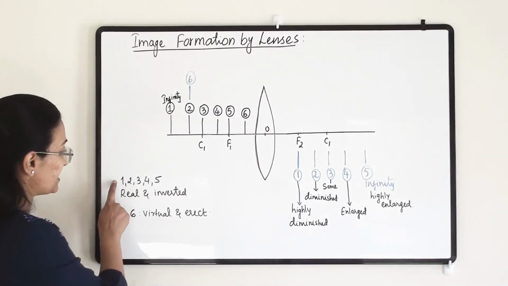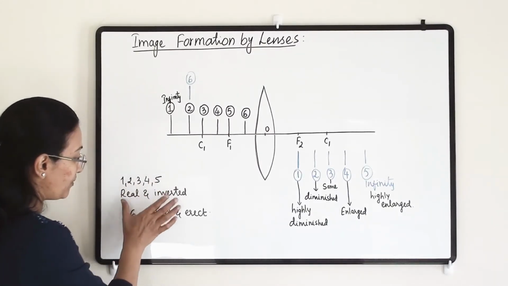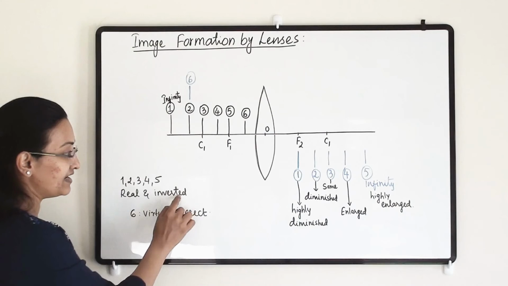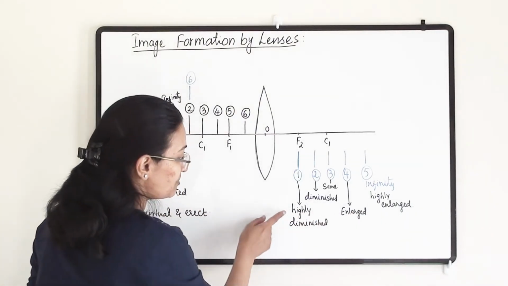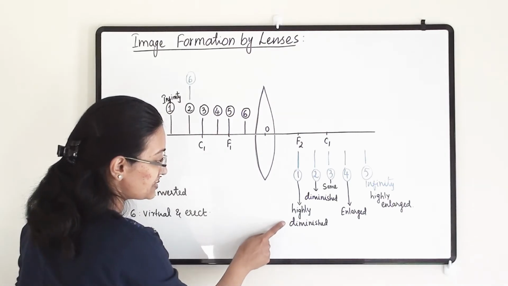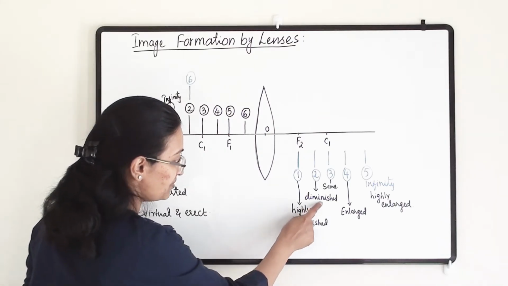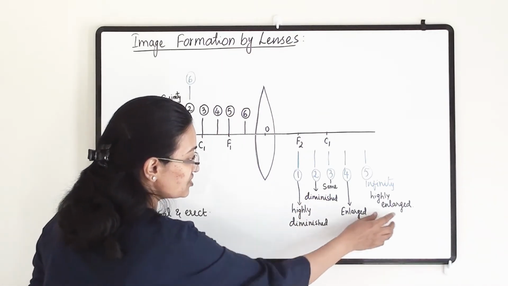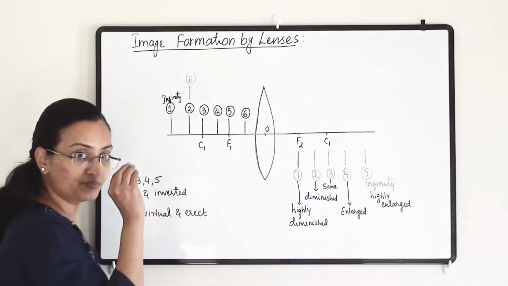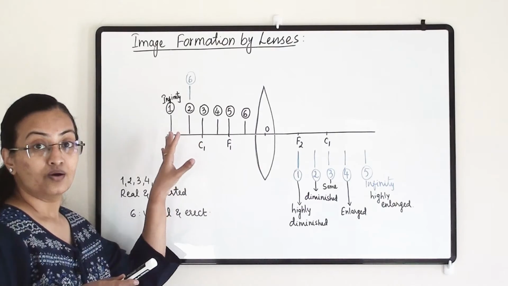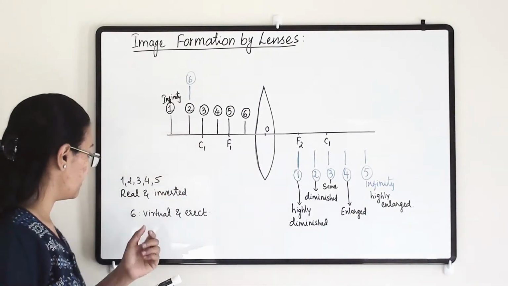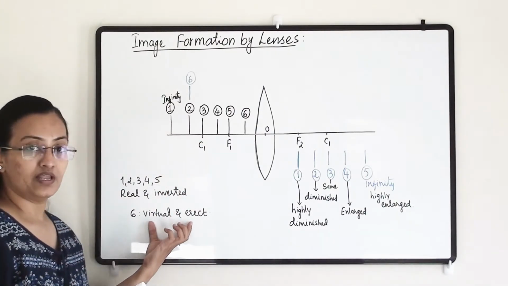So for the case 1, 2, 3, 4 and 5, all the images are real and inverted. And what will be the size of the image? For the first case it is highly diminished, then it is same, enlarged and highly enlarged. So from the point size it is growing bigger, and at the last it is virtual and erect. And sixth one is virtual and erect.